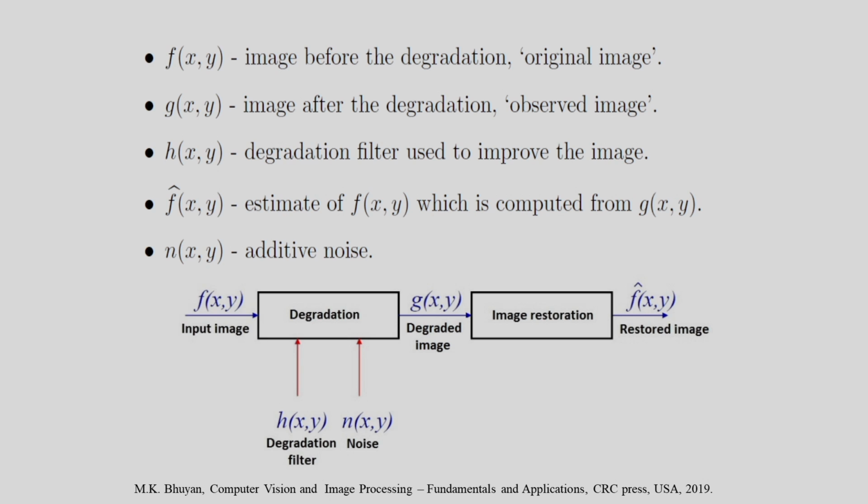So you can see the degradation model, that is how to do the image restoration. The first one is the input image. I am considering the degradation. So for this I am considering the degradation filter, and I am considering the noise, and after this I am getting the degraded image. The degraded image is g(x,y), and after applying the image restoration technique I am getting the restored image, that is the better quality image.